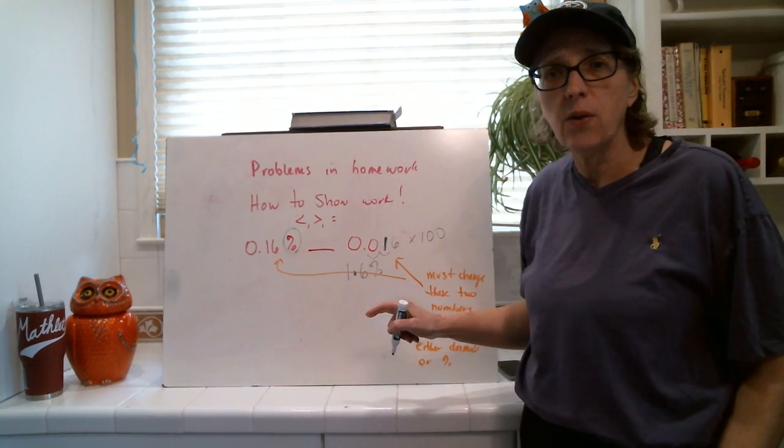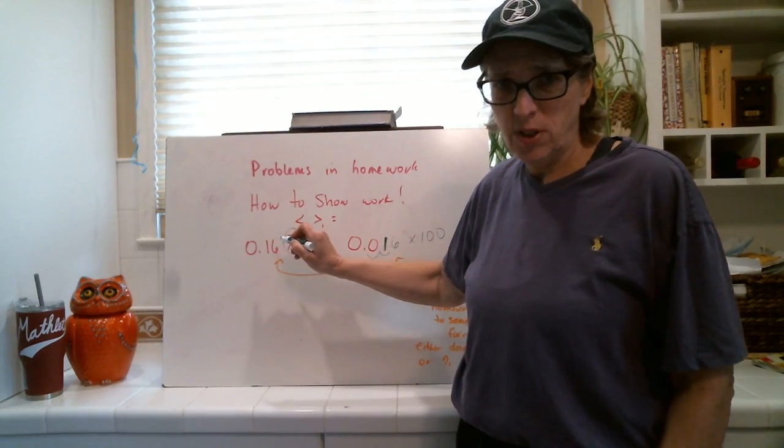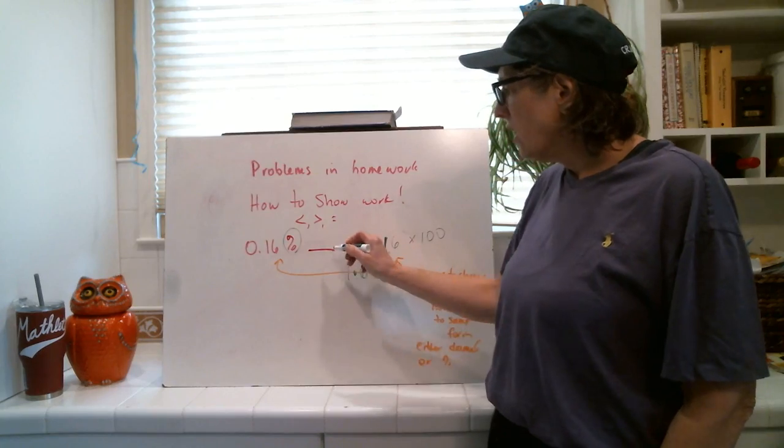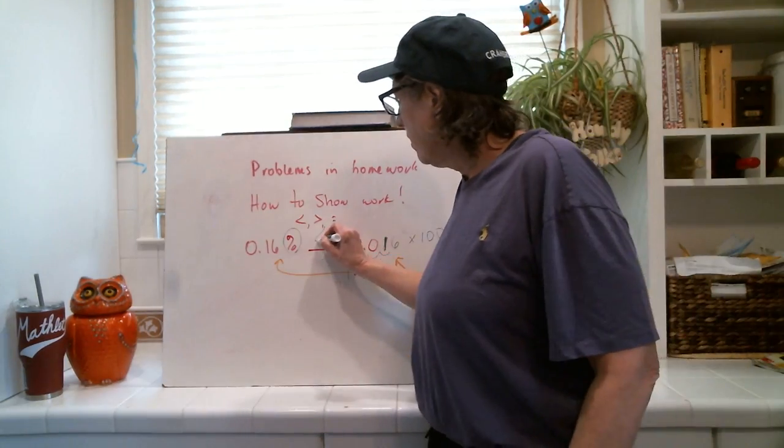If you don't, you're not going to get any credit. So then you compare 0.16%, that's a number less than 1, is less than or greater than 1.6%. That's right, it's less than. That's all you would do.